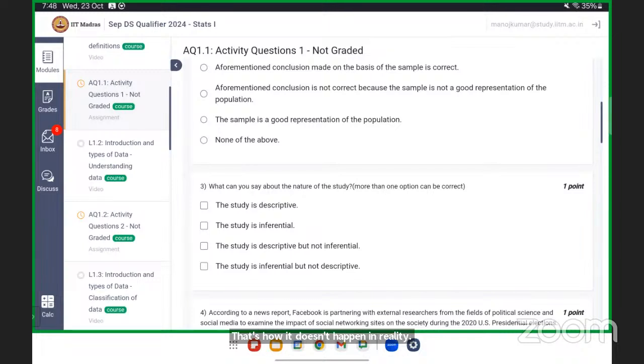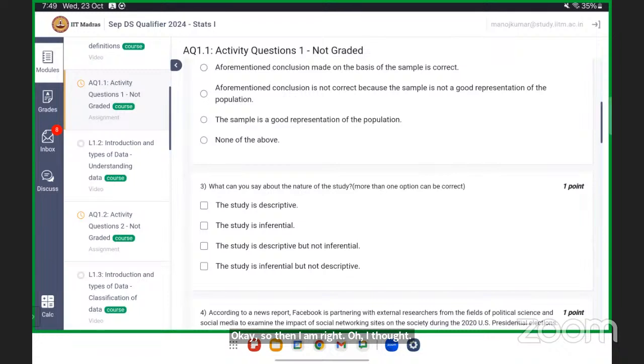Yes. So basically, the words are a little confusing, but it is true that the mentioned study is inferential only. Yes, I chose that, but in the answer, it's showing the study is inferential but not descriptive. So they're concluding not on that descriptive. Oh, okay. So then I am right. I thought it's only inferential, so we can't describe.